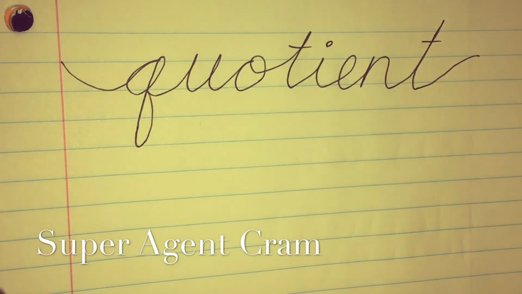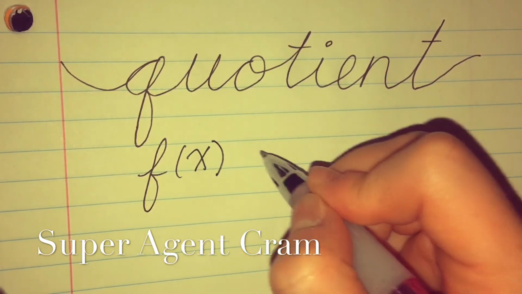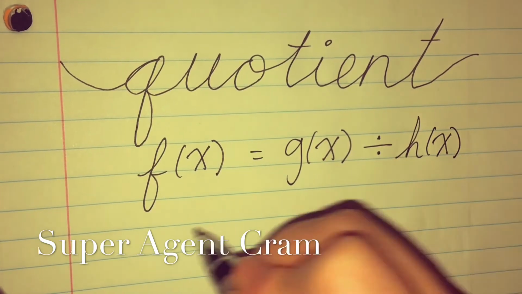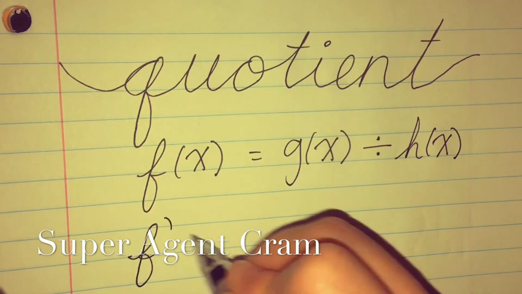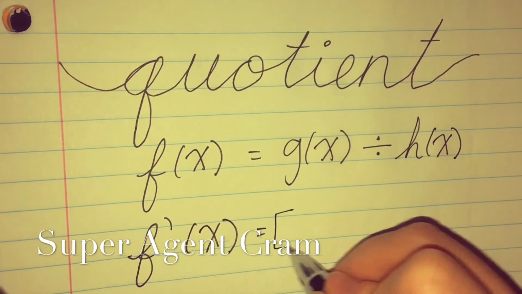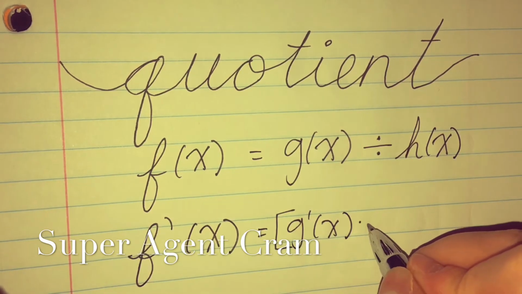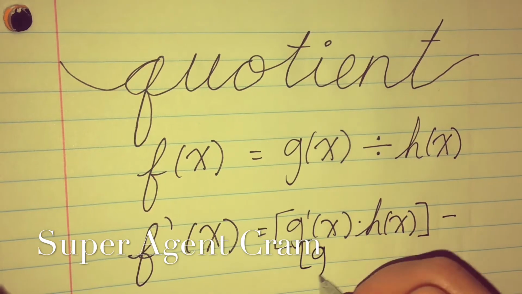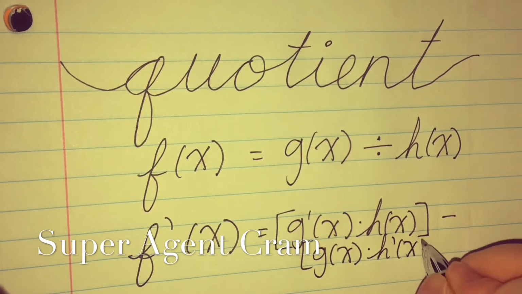The quotient rule. If you have a function f of x equals g of x divided by h of x, then the derivative of that function is f prime of x equals g prime of x times h of x minus g of x times h prime of x, all divided by the square of h of x.